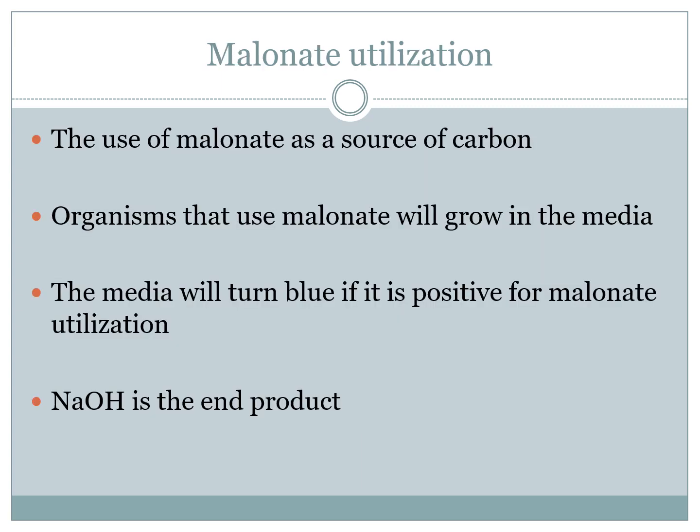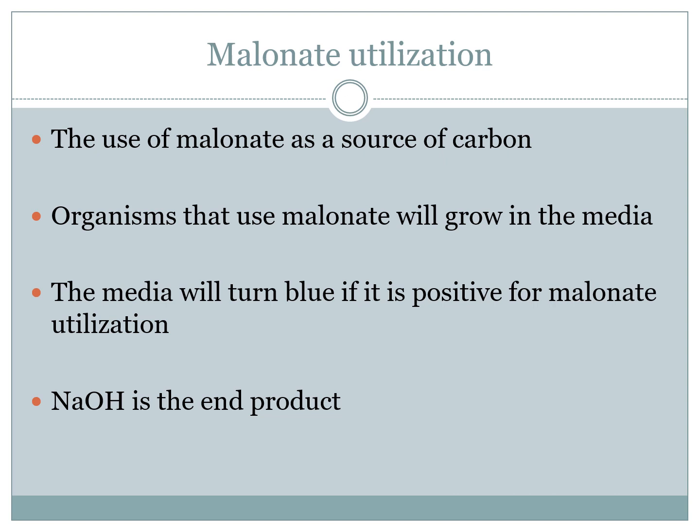The malonate test is actually a utilization and fermentation test. We're looking to see if our organism can use malonate as a source of carbon. Organisms that use malonate will grow in the media as a source of carbon, and the media will turn blue if it's positive for malonate utilization. The end product is sodium hydroxide. Ammonia salts are what turn the media blue. These organisms also use ammonia salts as their nitrogen source.